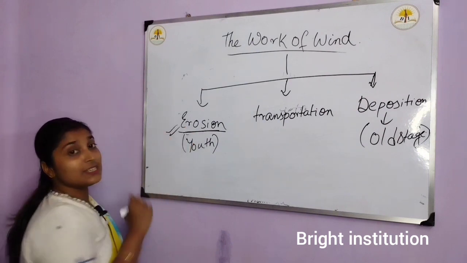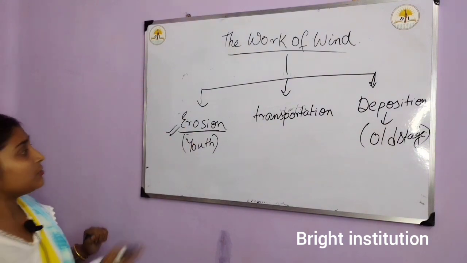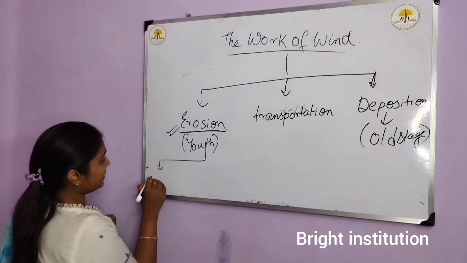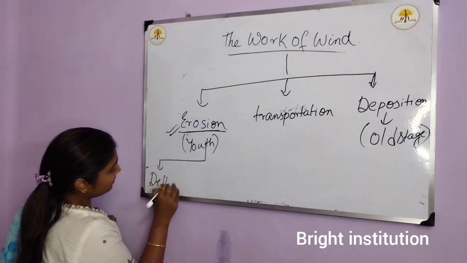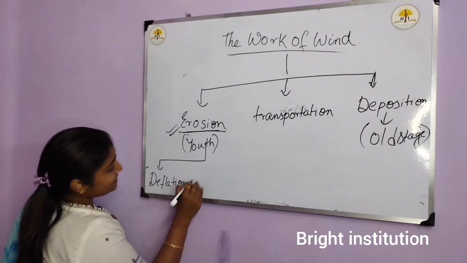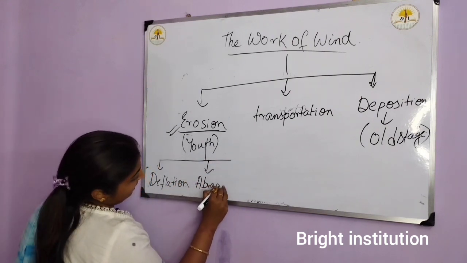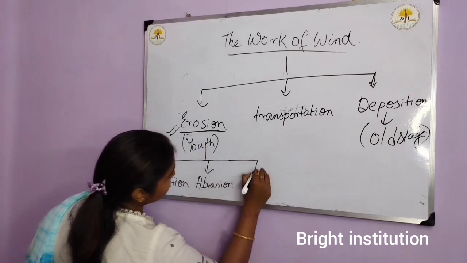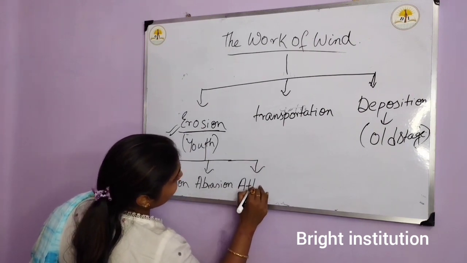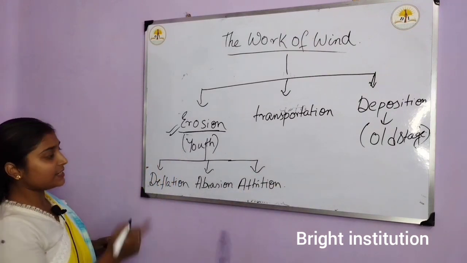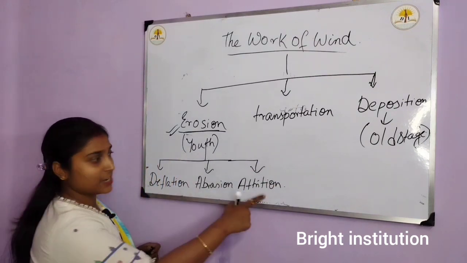Next we will discuss these erosional factors. Now the erosion of wind is of three types. First one is the deflation, second one is the abrasion, and third one is attrition. So let us discuss once again deflation, abrasion and attrition.